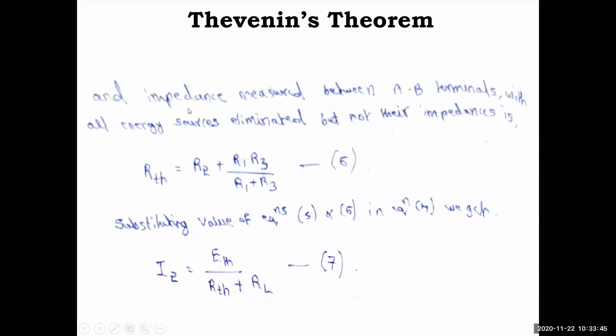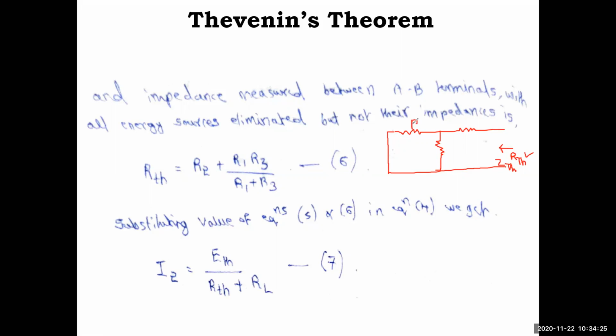Similarly, we'll find the ZTH, the impedance measured between AB terminals with all energy sources eliminated, but not their impedances. Again, you draw the circuit here; I have not done it to explain it here neatly. You have three resistors and a voltage source. The voltage source will be deactivated by short circuit, so I will make it short circuited. Now from this terminal, I will look at how the resistors are connected. That will be my Thevenin's equivalent resistance, RTH or ZTH. Here I have used RTH, so we'll strictly follow this.